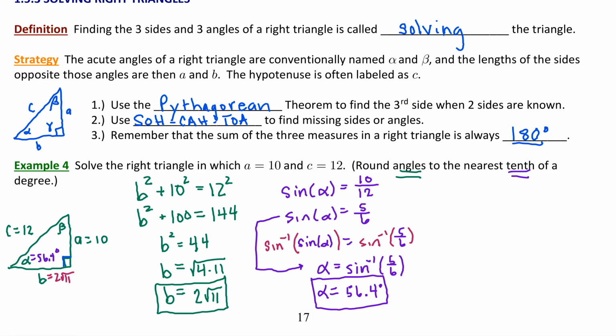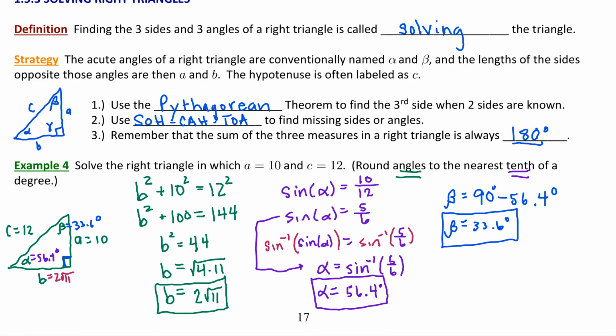Gamma is the right angle. We know that's 90 degrees, so we know the sum of alpha and beta must be 90 degrees. So we could say that angle beta then is 90 minus 56.4 degrees. And evaluating that, we would get beta equals 33.6 degrees. So I'm going to go ahead and label this on the triangle. Since all three sides and all three angles have a measure, we have solved the right triangle.